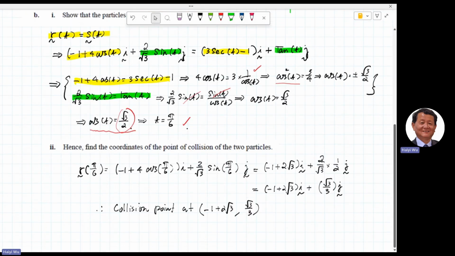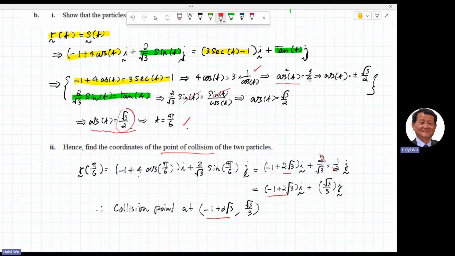Then we find the collision point. We substitute the common t, pi over 6, into the position vector r. Because you have 4 here, there'll be 2 square root 3, then cancel 2 with 2. So the final point: the x coordinate is -1 plus 2 square root 3, and the y coordinate is square root 3 divided by 3.